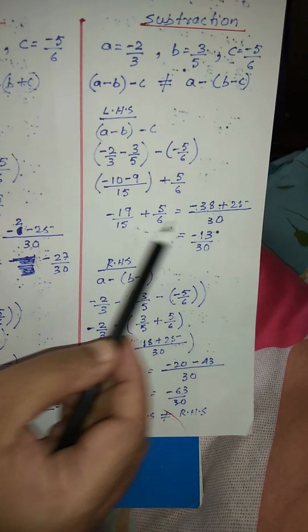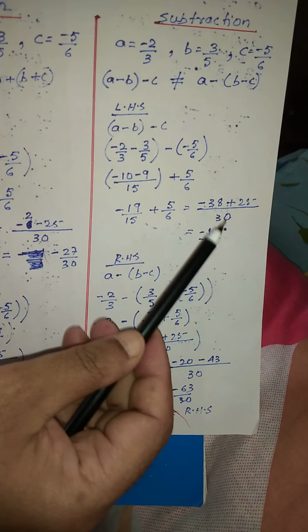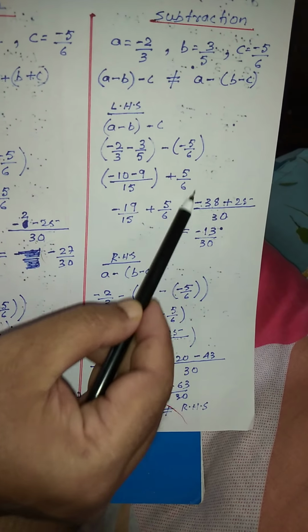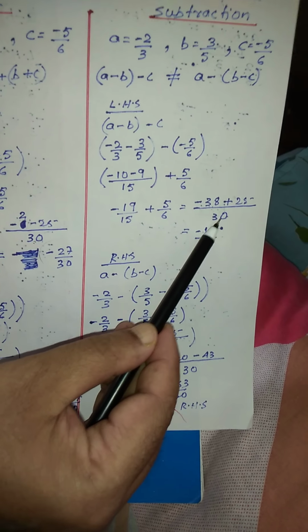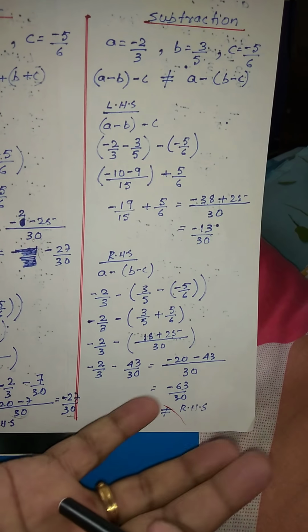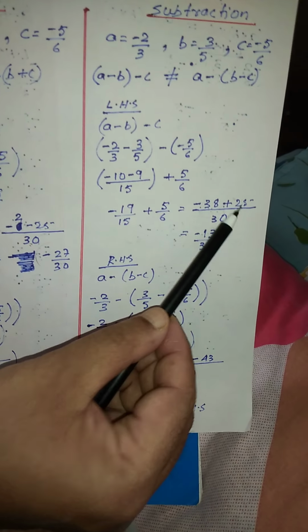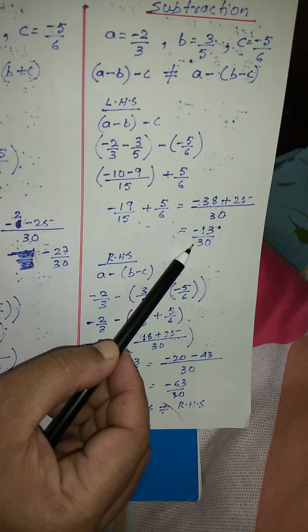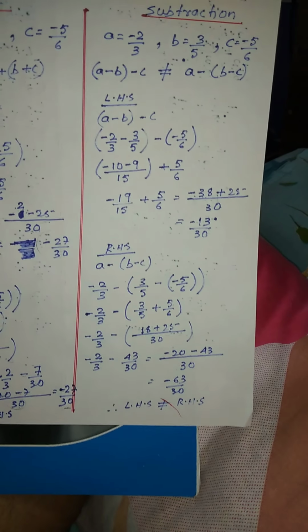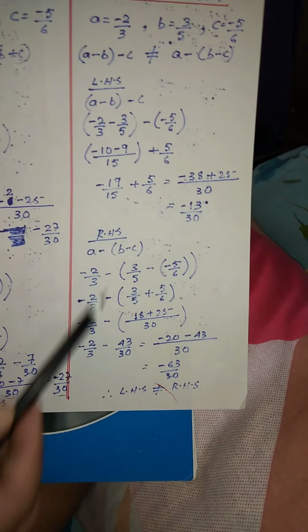Now when you divide 30 by 15, you get the answer 2. So 2 into minus 19 is what? Minus 38. And when you divide 30 by 6, what is the answer? 5. And 5 into 5 is what? 25. After solving this, what is the answer we are getting? Minus 13 by 30. Now let's do RHS.